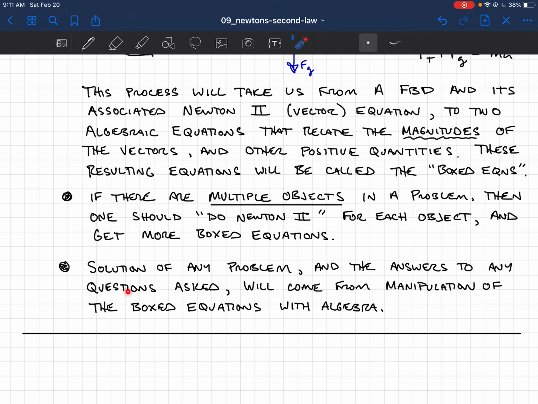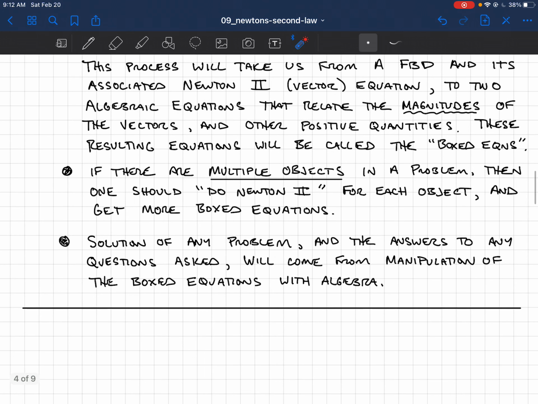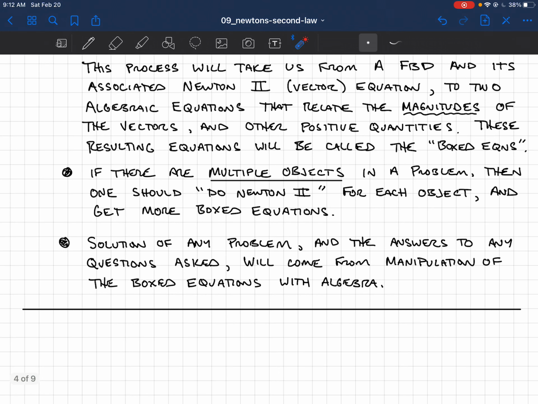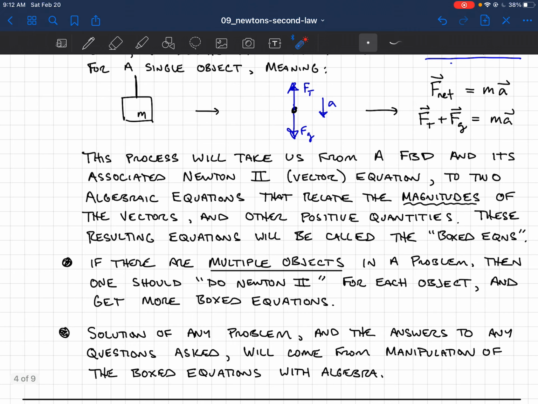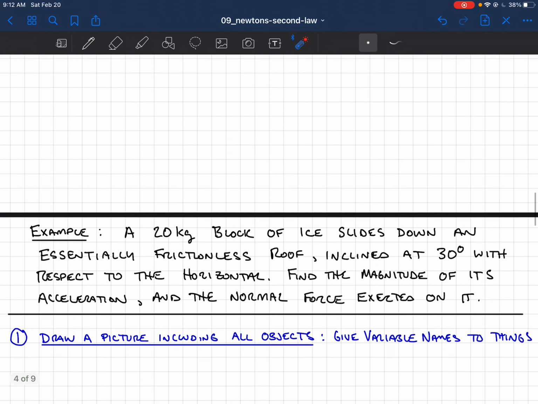And then finally, if you're asked questions, it's actually my suggestion that you just ignore the questions at first and simply do Newton 2, because anything that you're asked has to come out of those boxed equations that you get from Newton's second law. So there's almost no point in trying to answer any questions. In fact, I would say there is no point in trying to answer questions until you see what Newton's second law gives you for each object. And then it will be basically trivial. You'll have all of the information you need to answer any question. You'll just have to do a little bit of algebra. We'll see how that comes about.